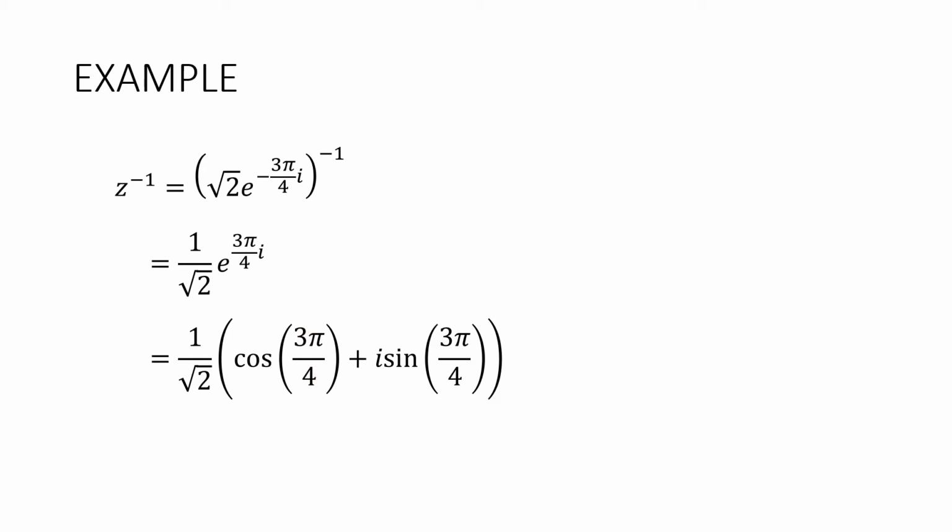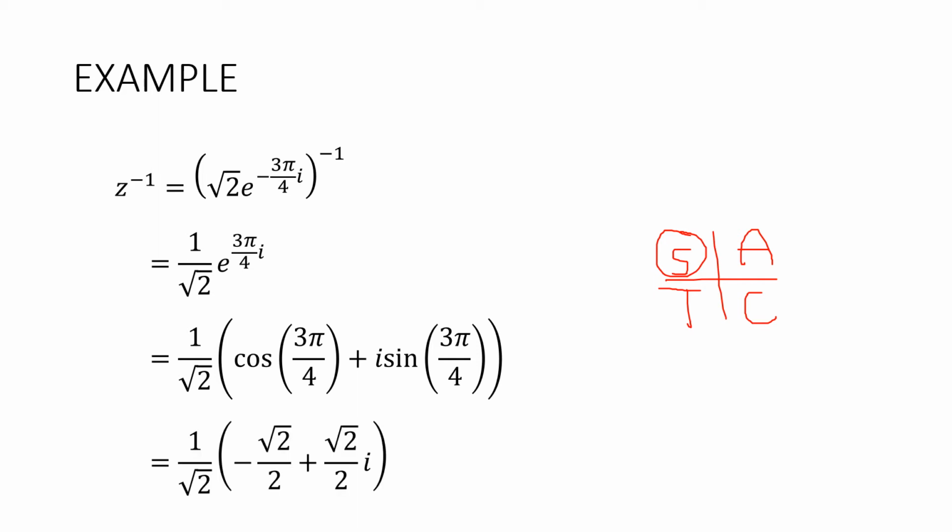All right, we're going to need to work this out. Which quadrant is this in? Let's draw up a quick diagram. And we've got all stations to central. 3 pi on 4 is up here. So sine is going to be positive, cos is going to be negative, and they're going to be equivalent to cos or sine of pi on 4, because I'm just doing pi take away 3 pi on 4. So cos of pi on 4 is root 2 on 2, and it's going to be negative. Sine of pi on 4 is root 2 on 2, and it's going to be positive. There it is. And tidying it up, I end up with negative 1/2 plus 1/2 i.